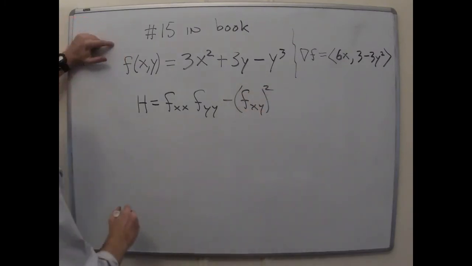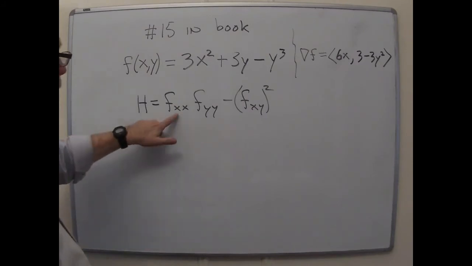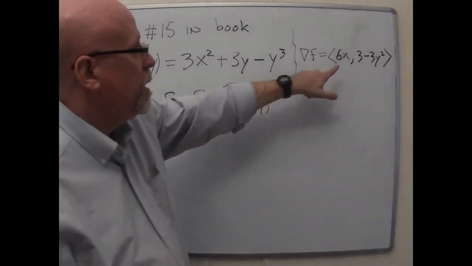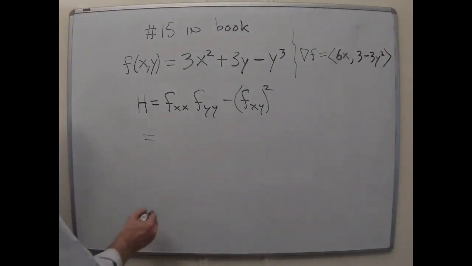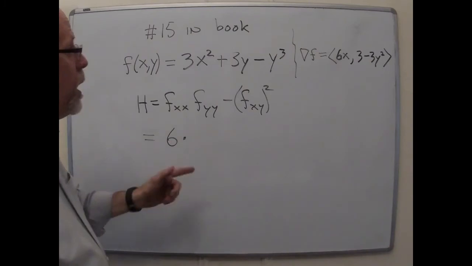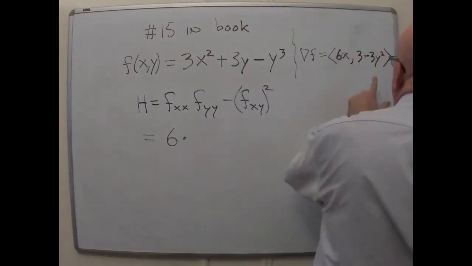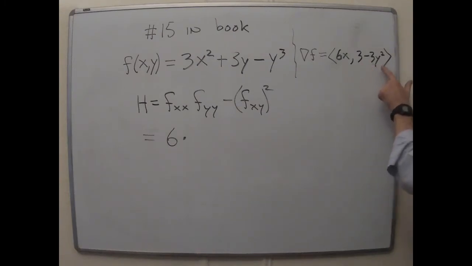So we'll need that. Well, the second derivative with respect to x is: take the first derivative and take one more derivative of it with respect to x. So you get 6. What's f sub y, y? Let's take one more y derivative of that guy. That one will go away and we'll have minus 6y.